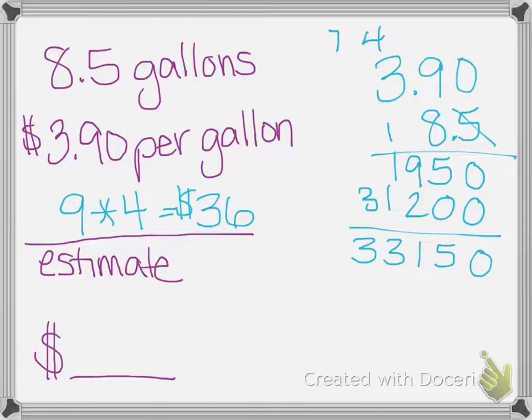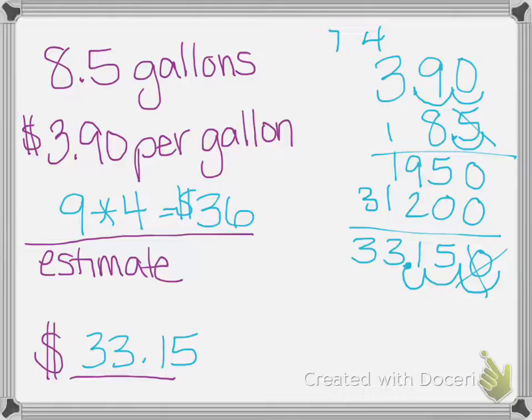So now if we look behind our decimal points, we have 1, 2, 3 places. So we move our decimal point 1, 2, 3 places over. That 0 doesn't matter, so we'll say $33.15 in gas.